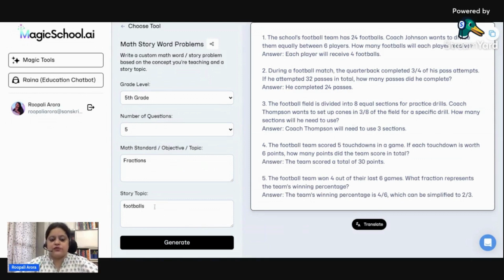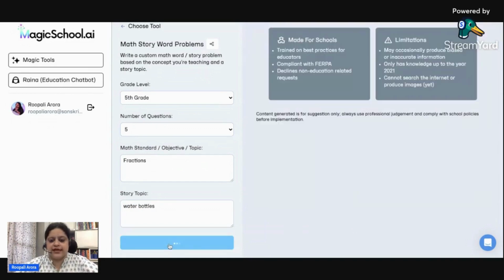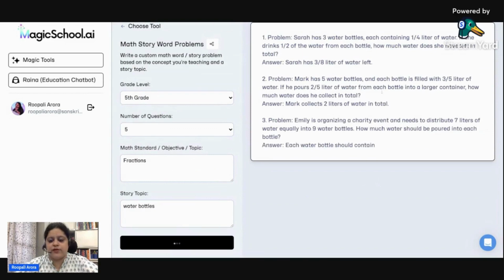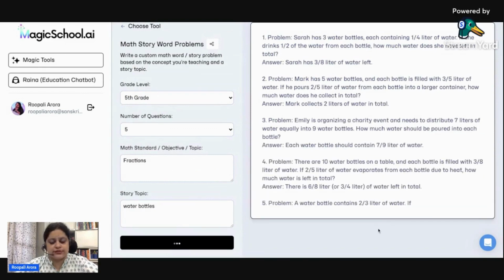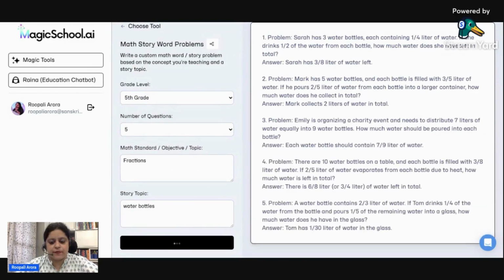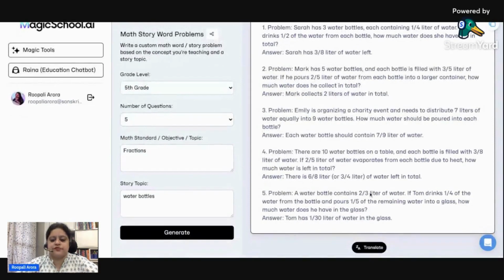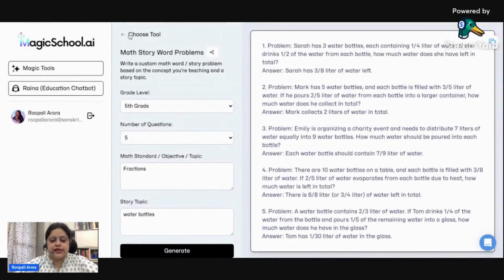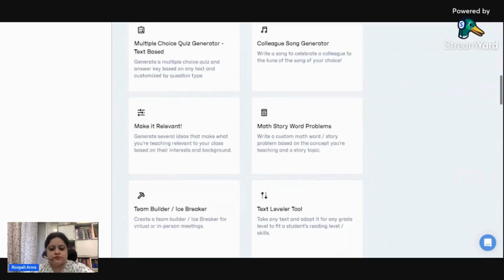So if I want to create some story word problems based on, say, anything which is, say, water bottle, I can generate that. So all my word problems would be in terms of water bottles, with the answers also given there. So that's another one. Then I go back, choose tools.